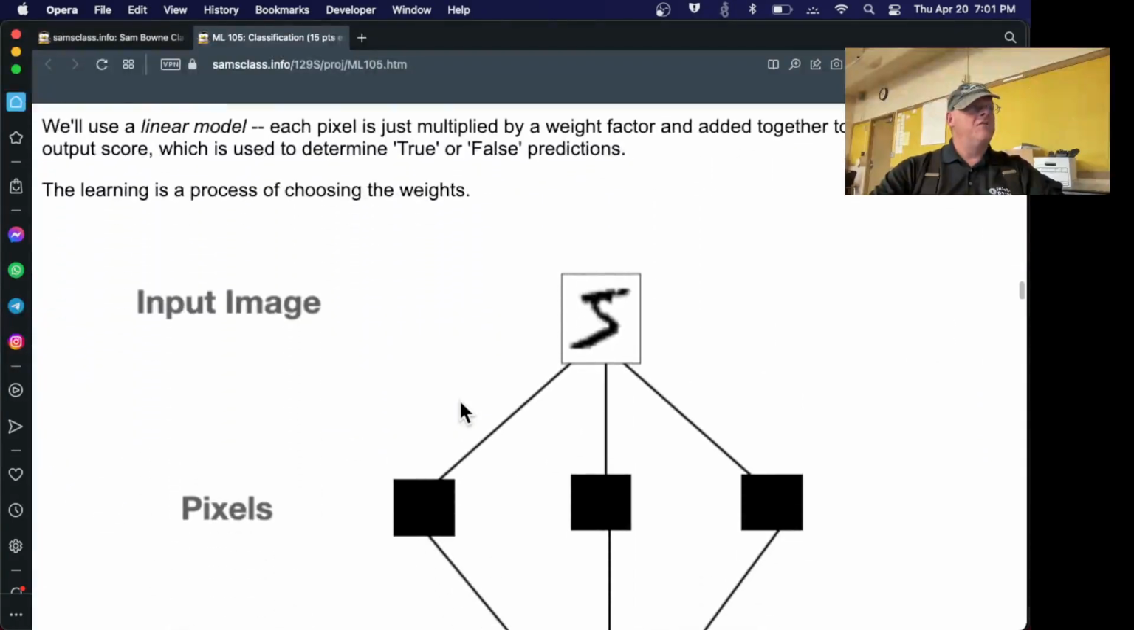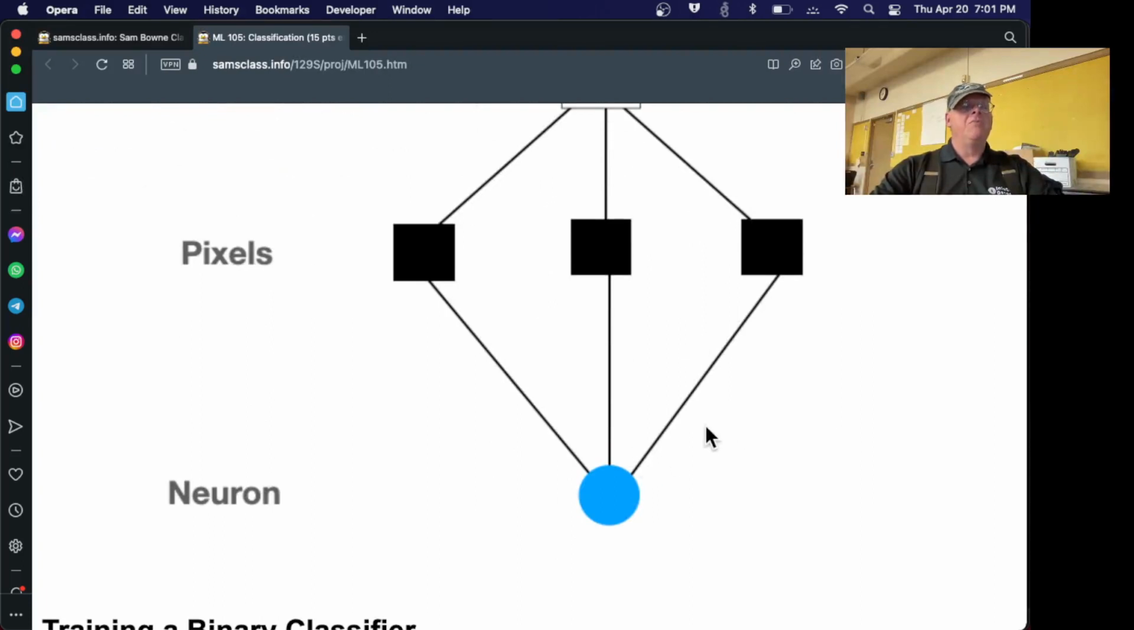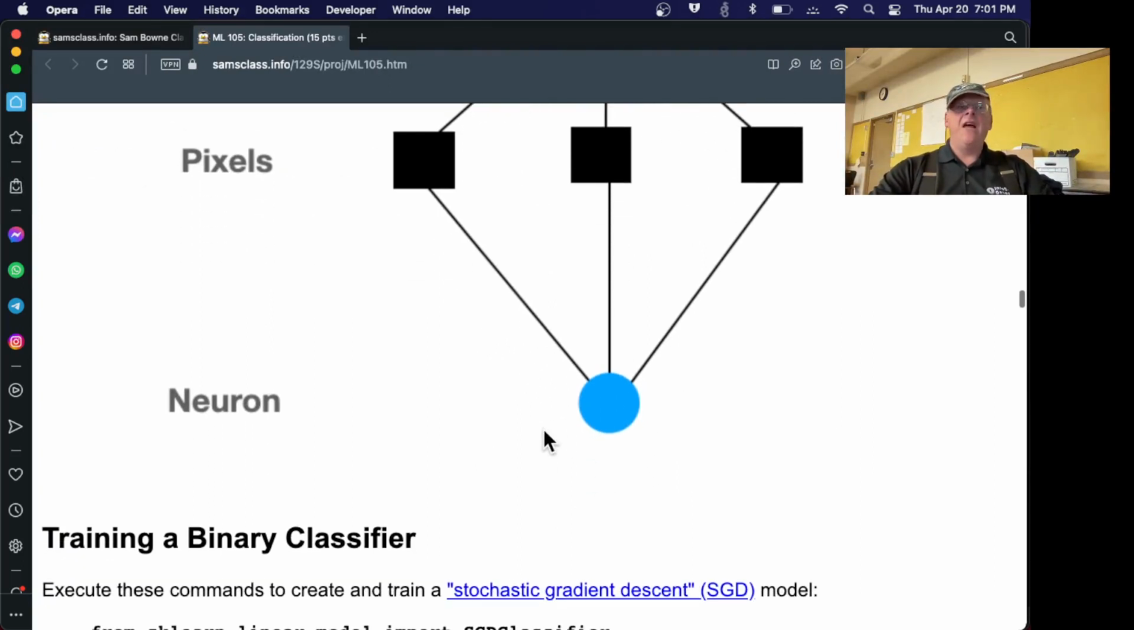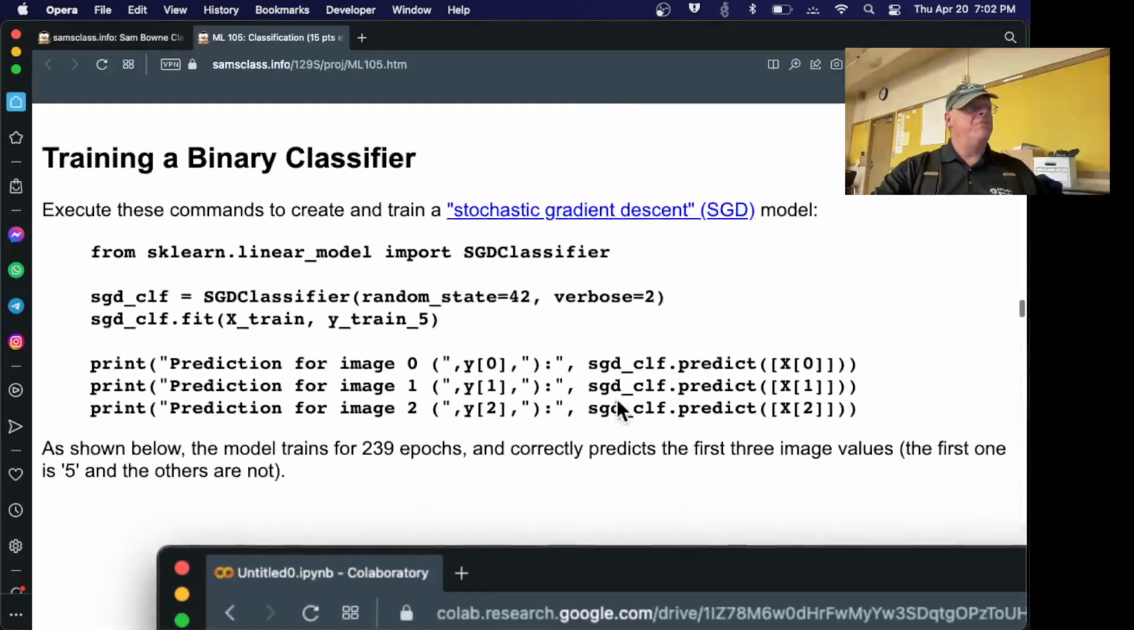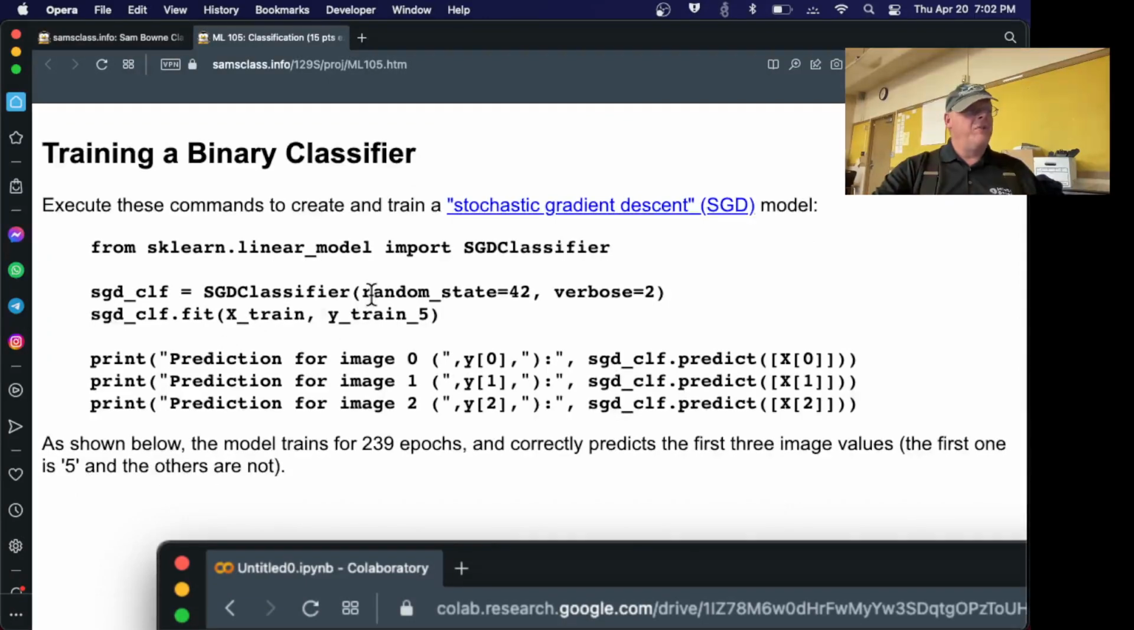So we're going to use a linear model. You have the input image. It has a bunch of pixels, and those are just combined into one neuron with linear weights, and you have this many parameters, and that's it. You then get a weight here, and if this score is above a certain threshold, that means it's a 5, and if it's below that threshold, that means it's not 5. That's how it works.